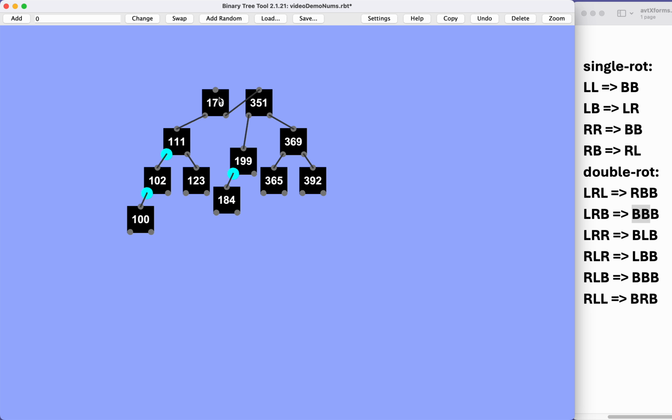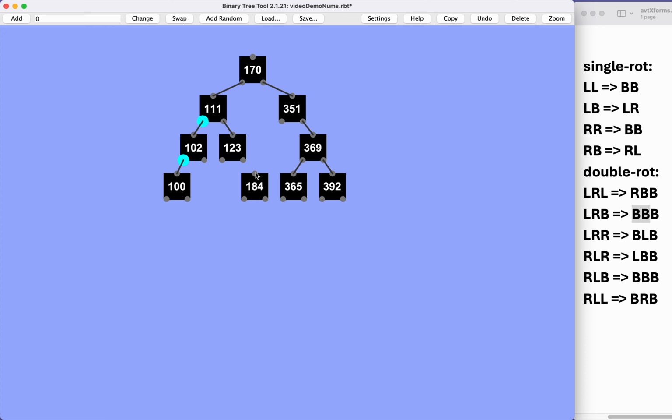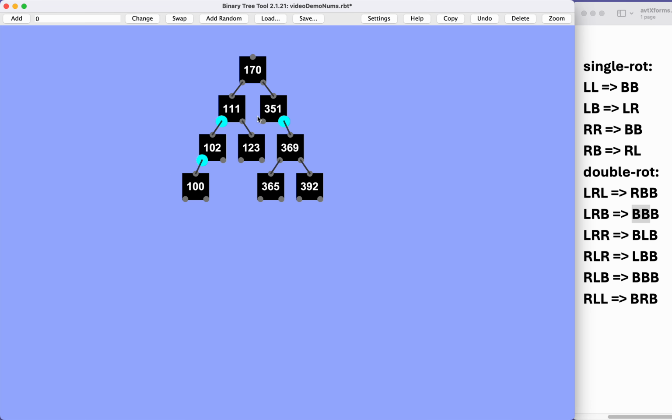Okay, delete the 199. Well, that means the 351 sees its left child has shrunk, so it adjusts its balance factor 1 to the right. 184 is deleted. 351 again sees its left child shrunk. This time it's already leaning to the right. I do this transformation, which is the right balance transformation, which means I mark this guy as being left leaning and do a single rotation.